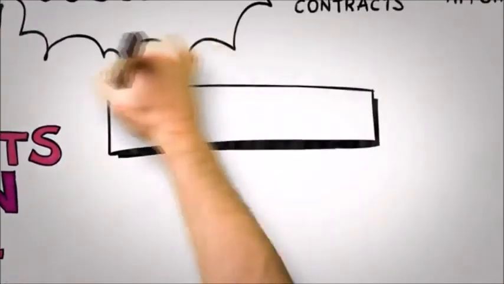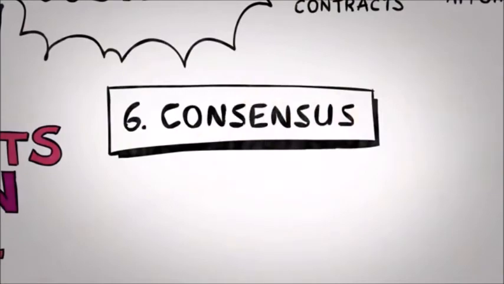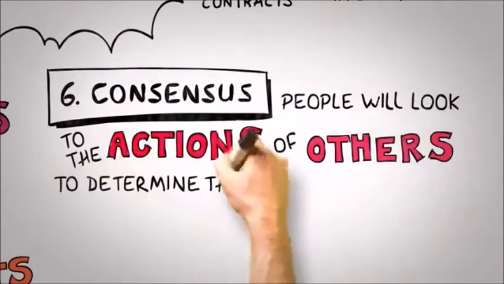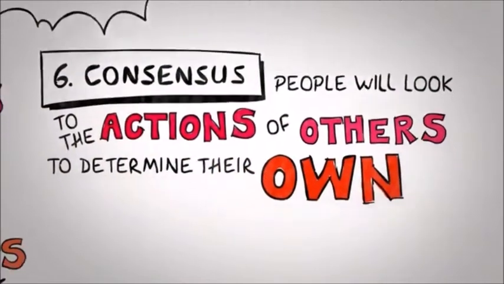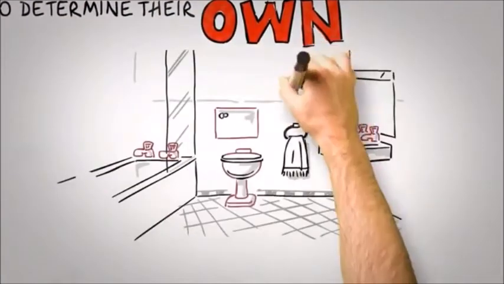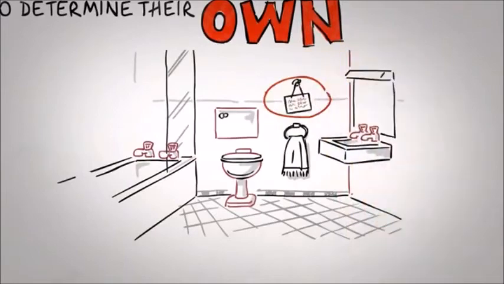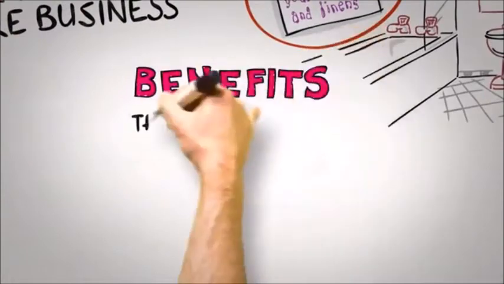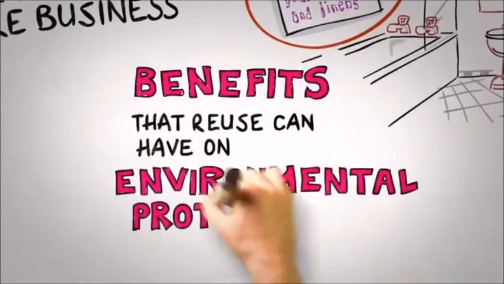The final principle is consensus. Especially when they are uncertain, people will look to the actions and behaviors of others to determine their own. You may have noticed that hotels often place a small card in bathrooms that attempt to persuade guests to reuse their towels and linen. Most do this by drawing a guest's attention to the benefits that reuse can have on environmental protection.